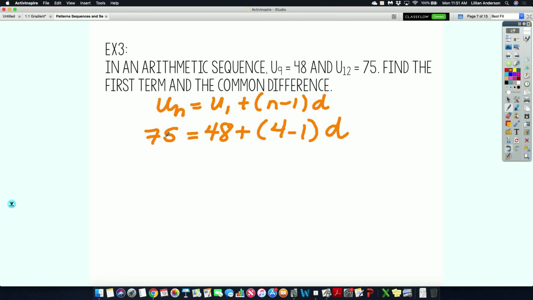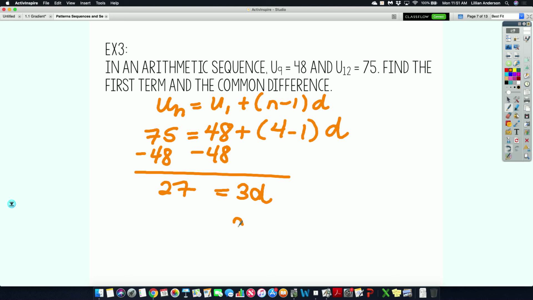4 minus 1 is 3, so I'm going to subtract 48 from both sides. 3d equals 27. And d equals the common difference, and now I can find my first term, right? Go back to normal. Use one of my terms and the formula to find my first term.